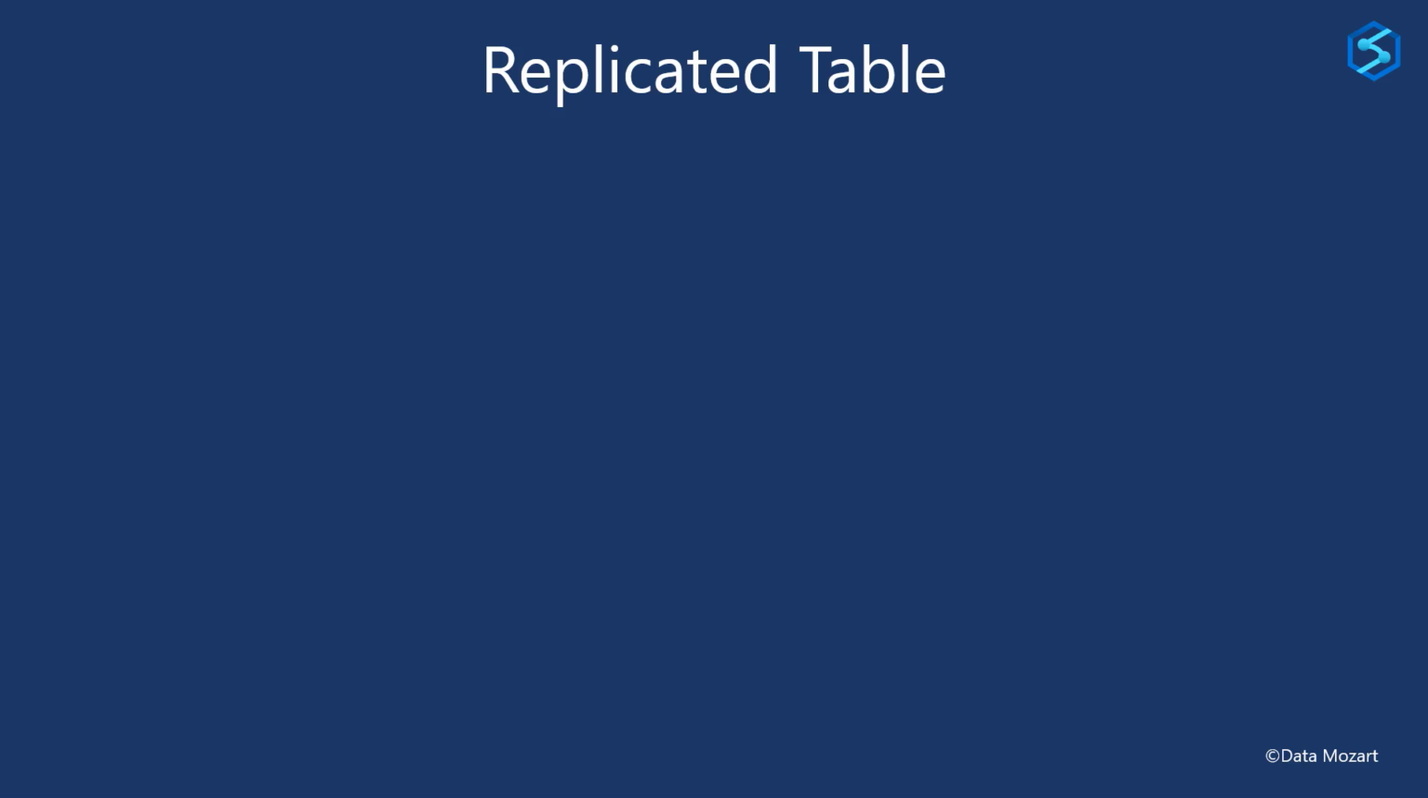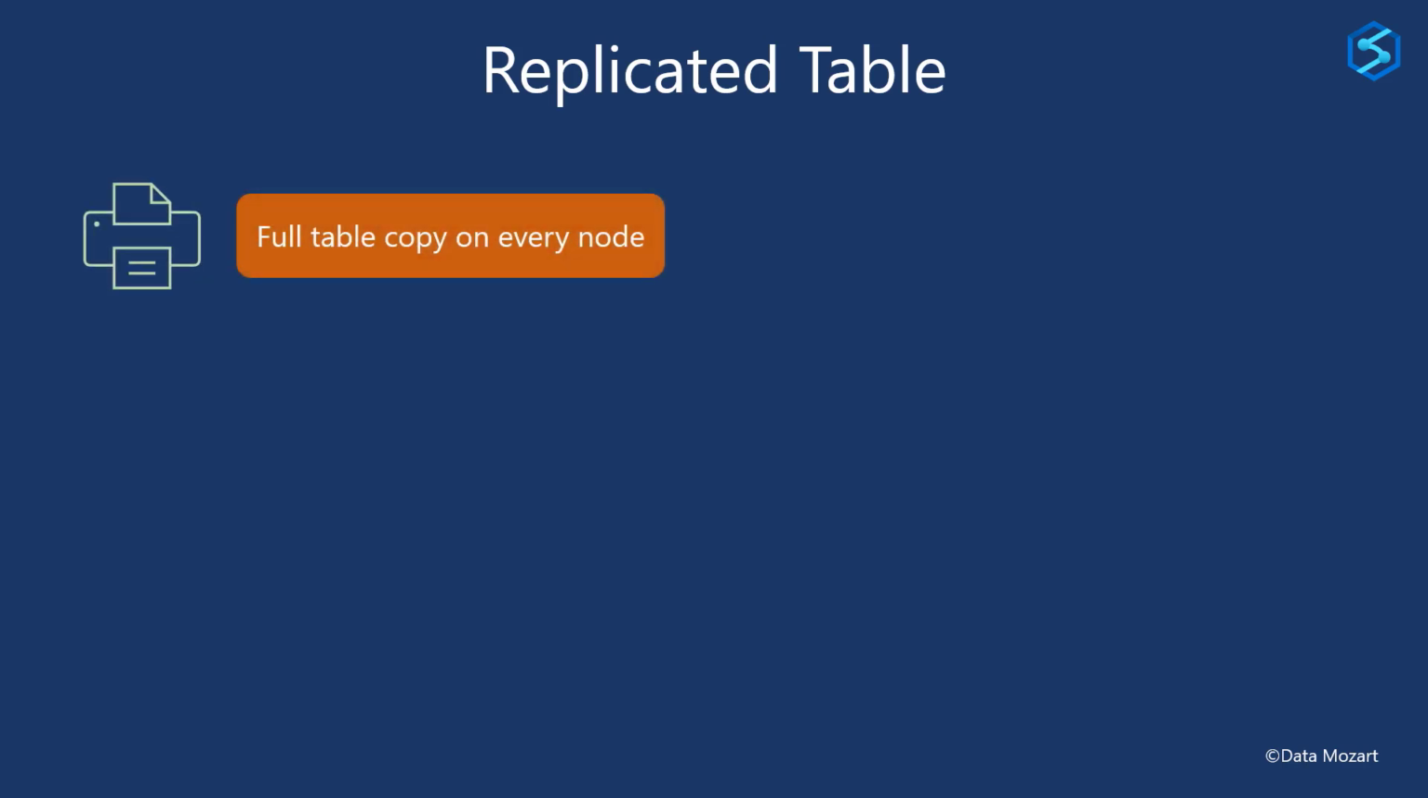The third option for data distribution is the replicated table. This one is the simplest to explain. A replicated table stores the full copy of the table on every single node. Since there is no data movement between the nodes, the queries run fast.